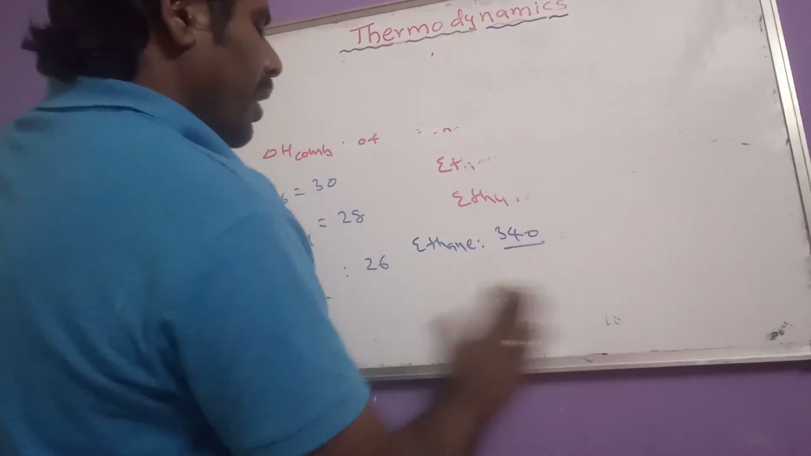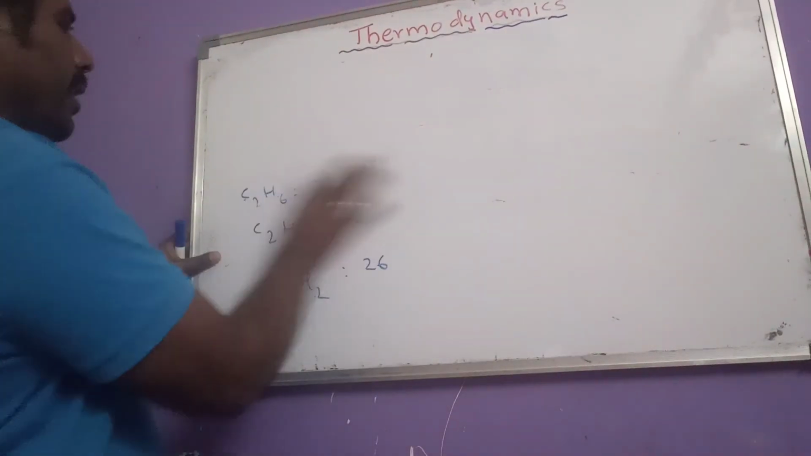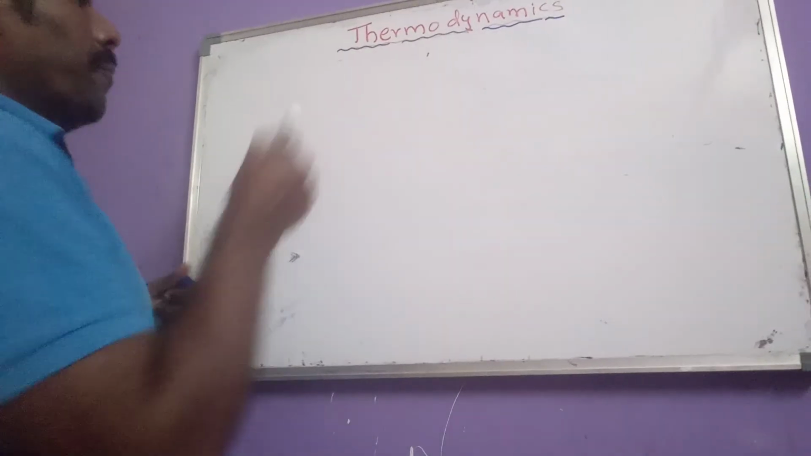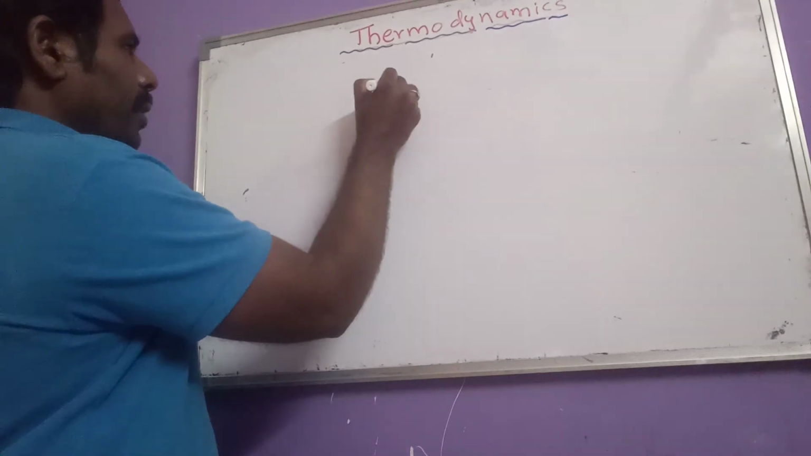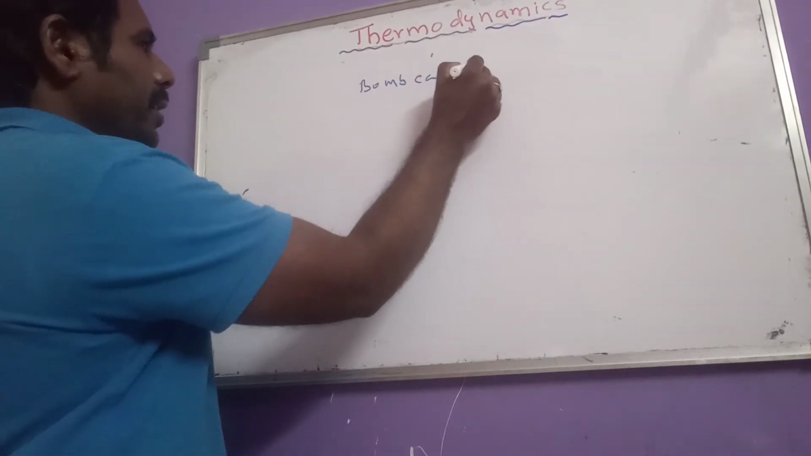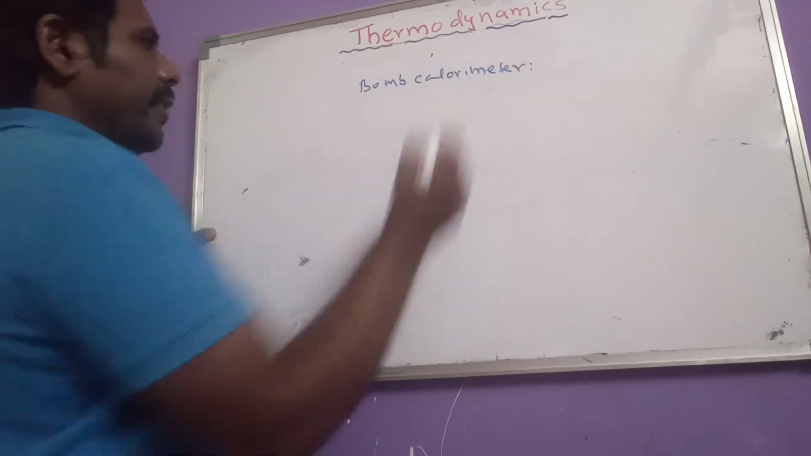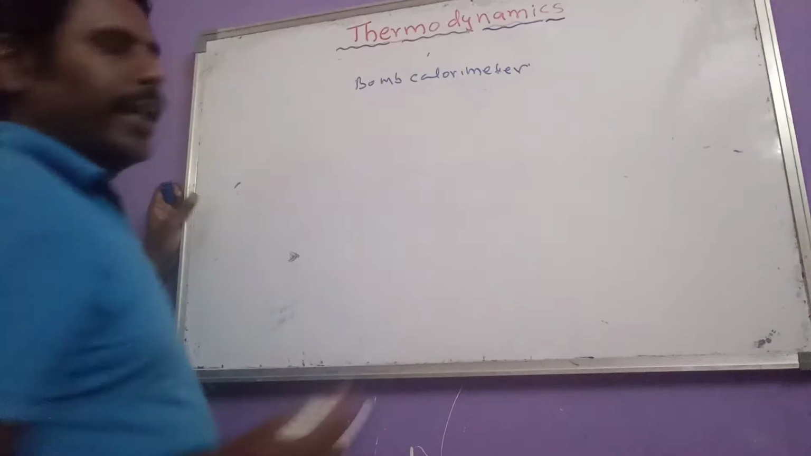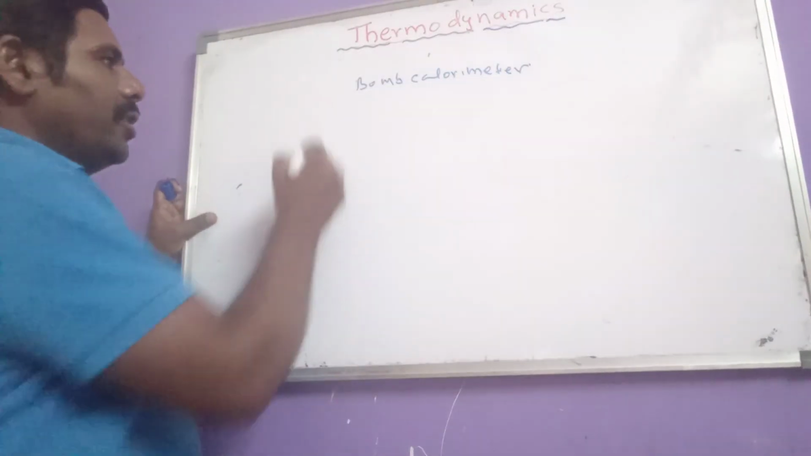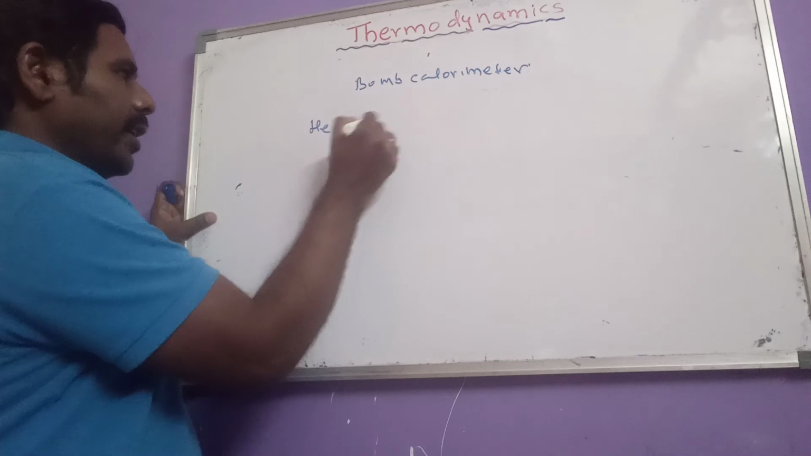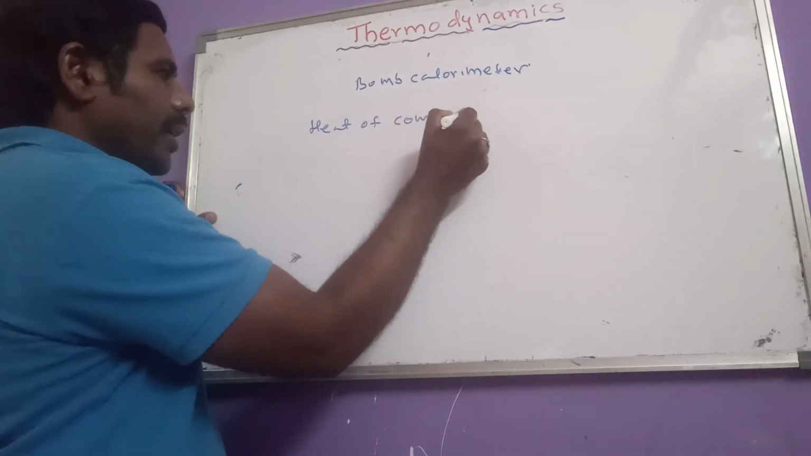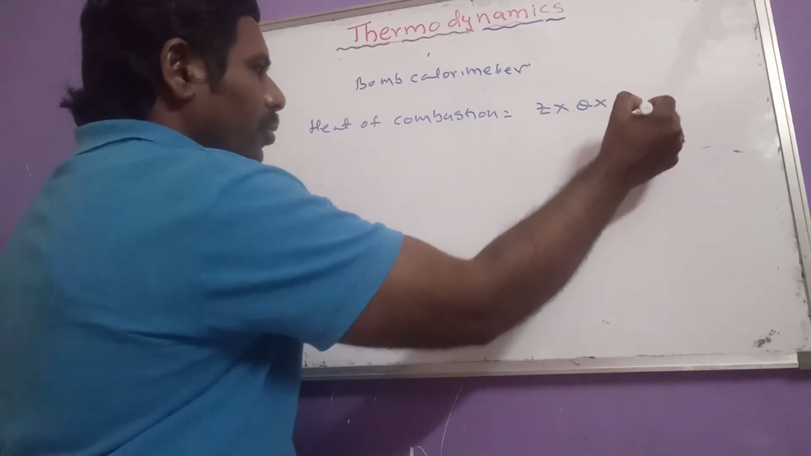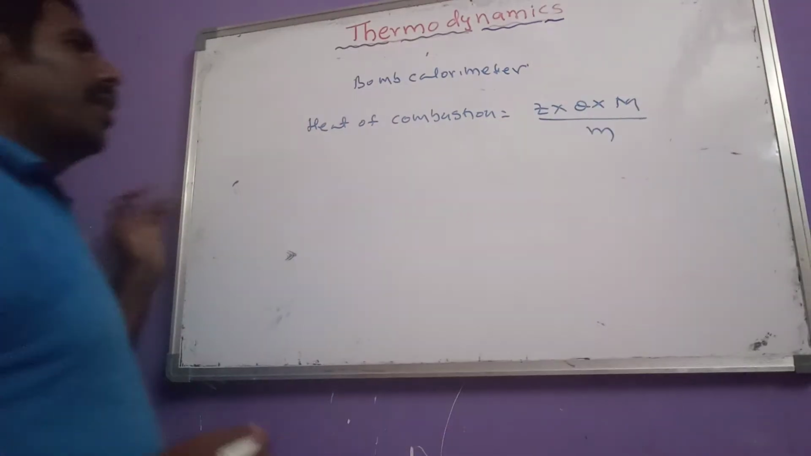This topic is related to heat of combustion. And one more important thing here: heat of combustion is measured using a bomb calorimeter. By using a bomb calorimeter, we can determine heat of combustion. So what is the formula we have to use here? Heat of combustion equals Z into theta into capital M by small m.